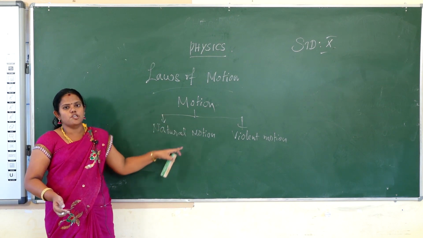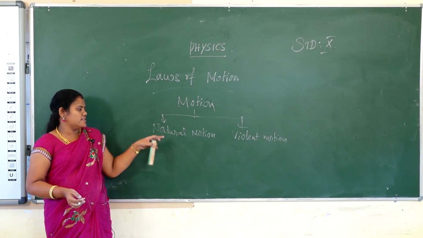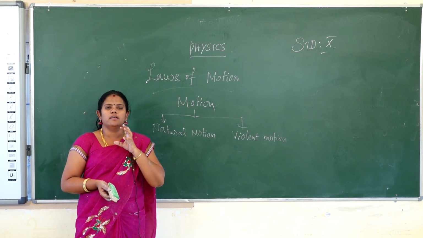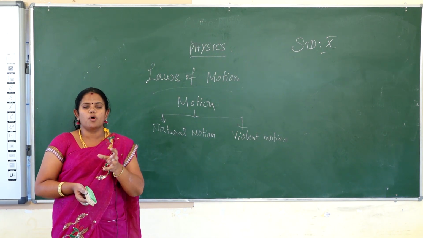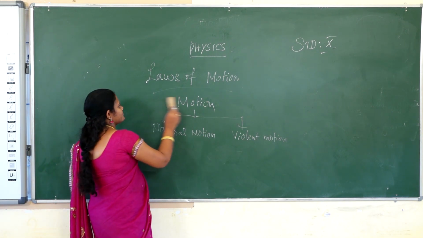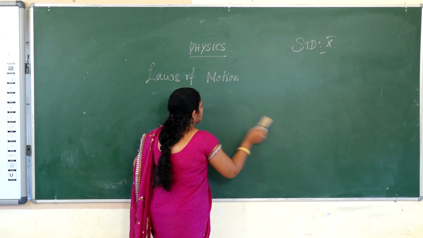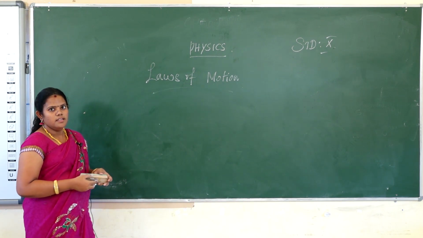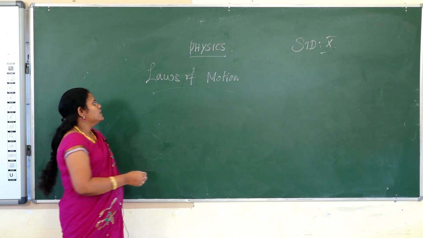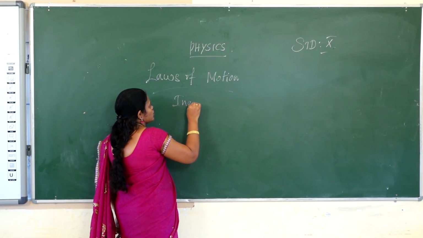Then this also you have to note down, and then next you go for inertia. Galileo concluded some points about inertia. Next we go for the topic inertia and its types. What is the meaning of inertia?